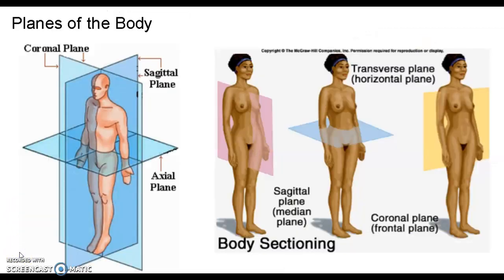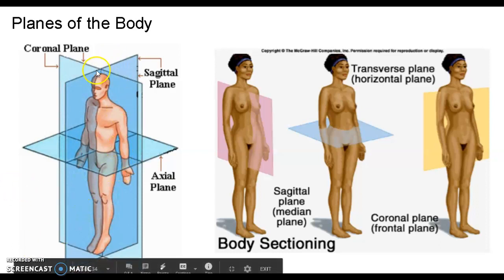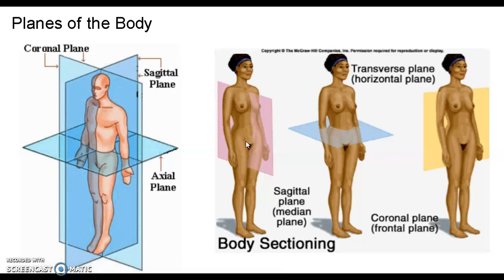The last thing we need to talk about are the different planes of the body. These are different ways to sort of split the body in half. The sagittal plane is down the middle. It separates your left and right sides. Mid-sagittal means right down the very center. You can also have parasagittal, which means slightly off center.